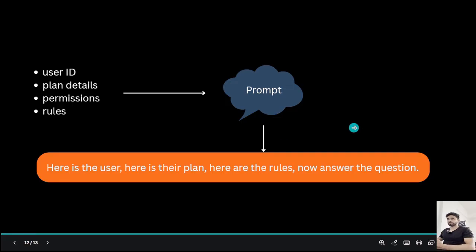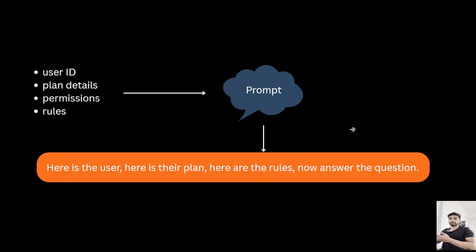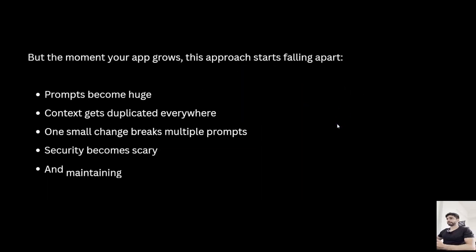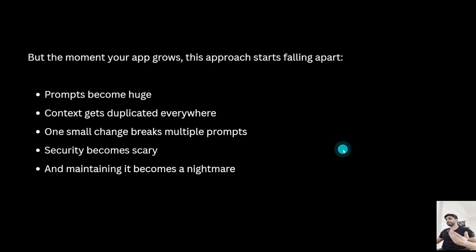This works for a demo, when you have one feature and one prompt. But the moment your app grows, this approach starts failing because the prompts become huge, context gets duplicated everywhere, one small change breaks multiple prompts, security becomes scary because you are putting everything inside a prompt, and maintaining it becomes a nightmare. At that point, the real question is no longer how smart the AI is. The problem is how the AI gets the right context safely and consistently. And that's the exact problem why Model Context Protocol exists.